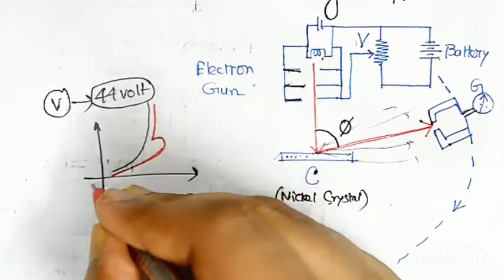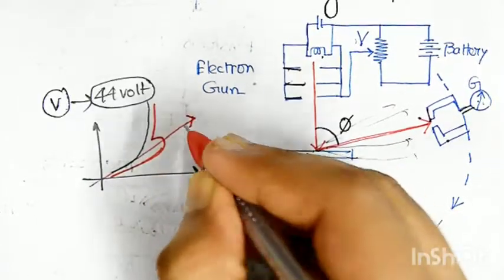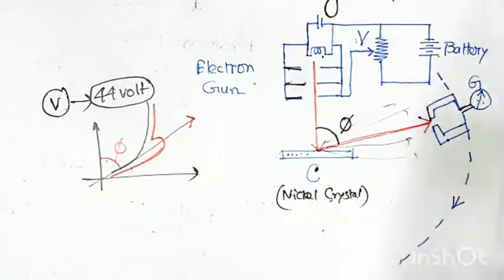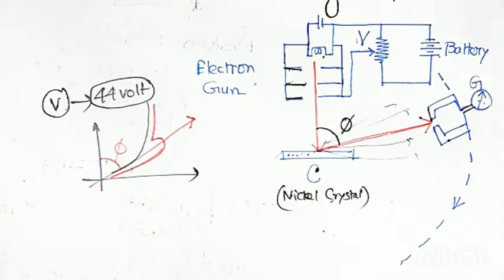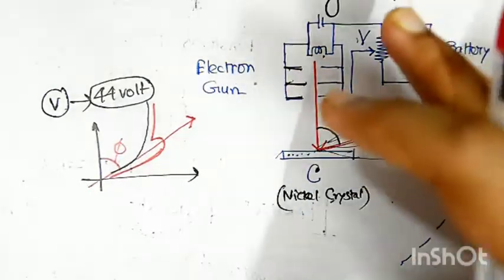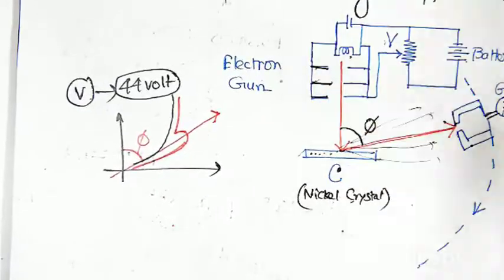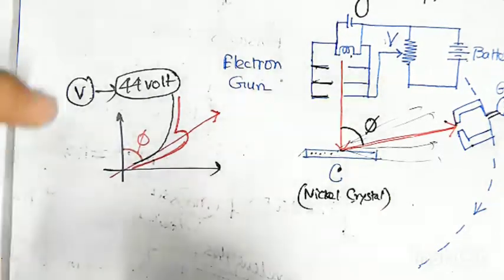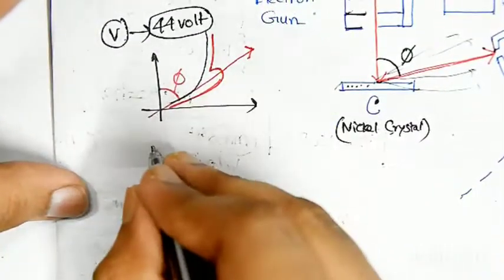That means at some angle, which I will call phi, the electrons are coming out in the highest amount. At 44 volt it started, and at 54 volt this hump became maximum.